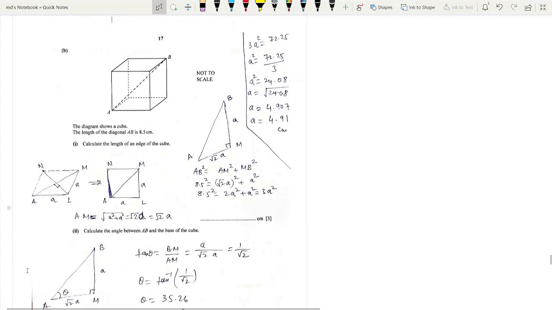Okay, now come to B part. B part is for 3 marks. Let's check what is that. The diagram shows a cube. Length of the diagonal AB is 8.5. A to B. Okay, so calculate the length of the edge of the cube. This is 3D picture which has been shown in 2D. That's why it looks like that.